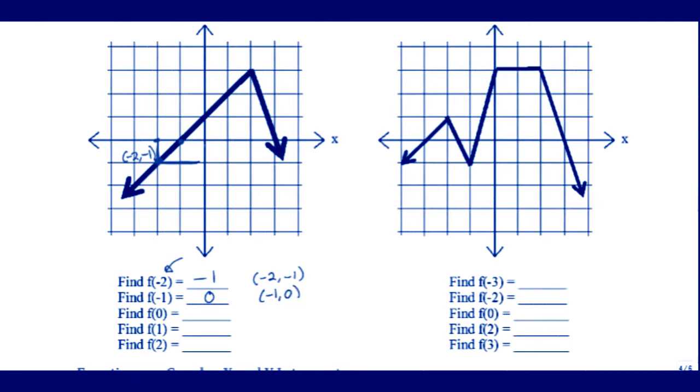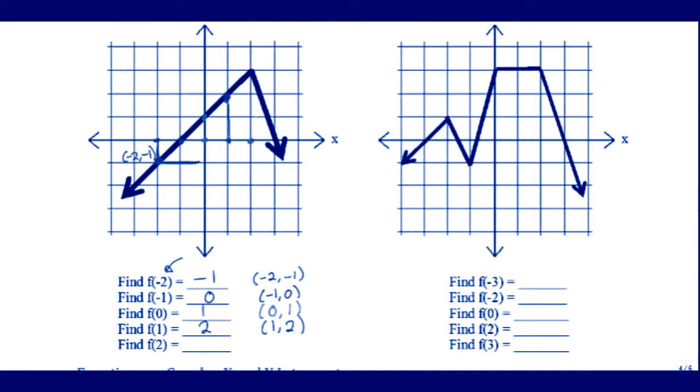Next, if I am trying to find f of 0, I go to 0 on the x-axis. I look up or down to find the coordinate y when x is equal to 0, and the value is 1. The ordered pair associated is (0, 1). To find f of 1, I go to the x-axis at 1 and I look either up or down to find the corresponding y value. The associated ordered pair is (1, 1).